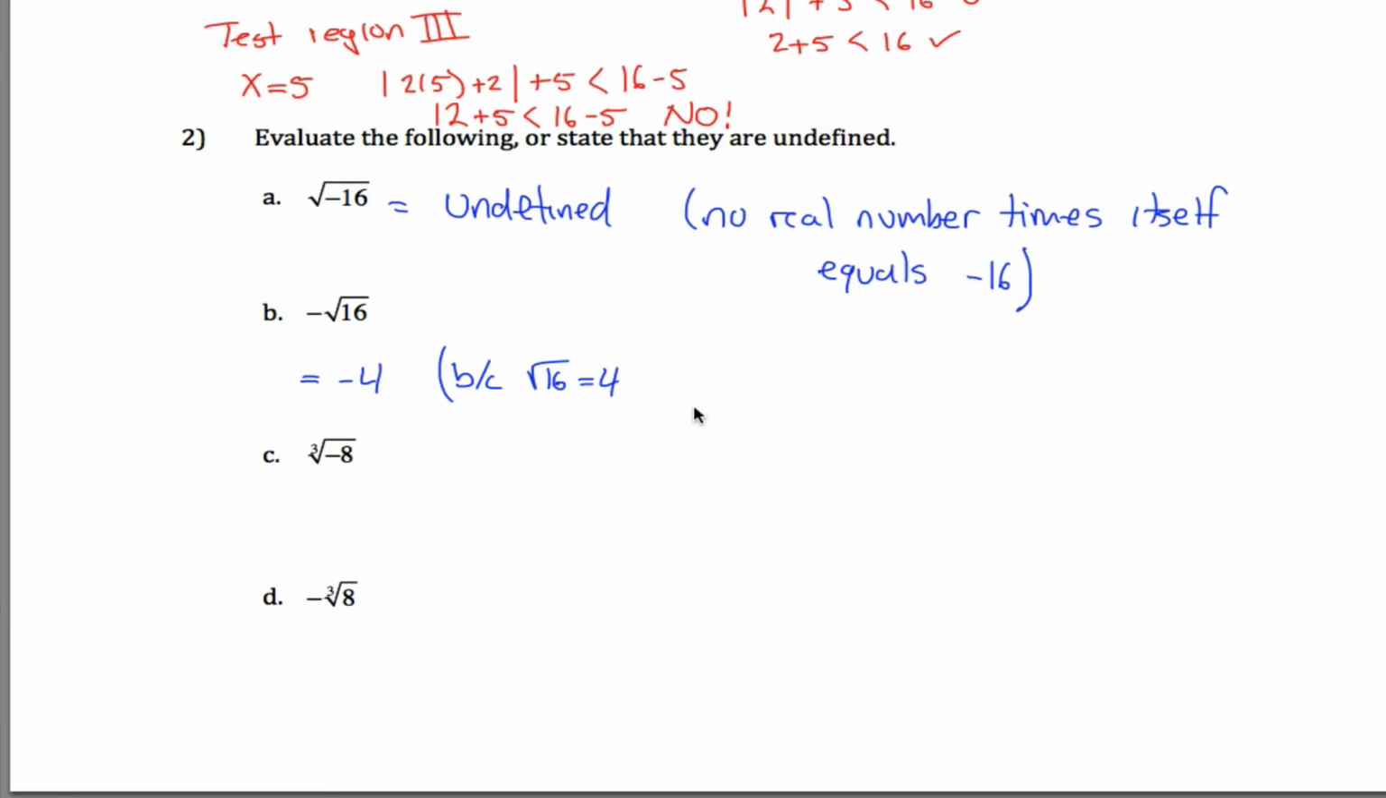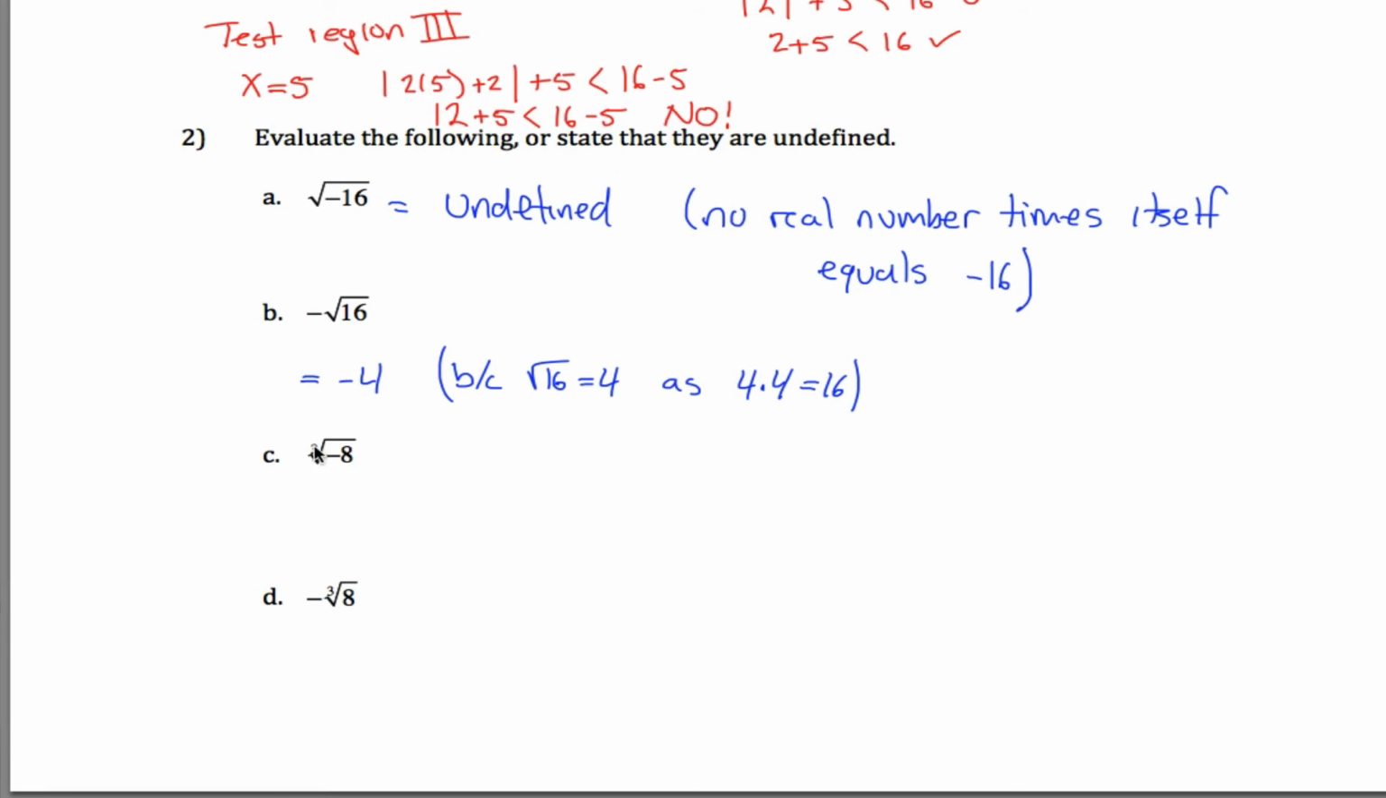Why is the square root of 16 equal 4? 4 times 4 equals 16. Yeah, negative 4 times negative 4 also equals 16. But the square root of 16 we're defining as 4. This is called the principal root. I won't get too far into that. For our purposes, the square root of 16, any square root, your answer is always going to be positive. So we get 4 here. And then the negative of positive 4 gives you negative 4 for our final answer.